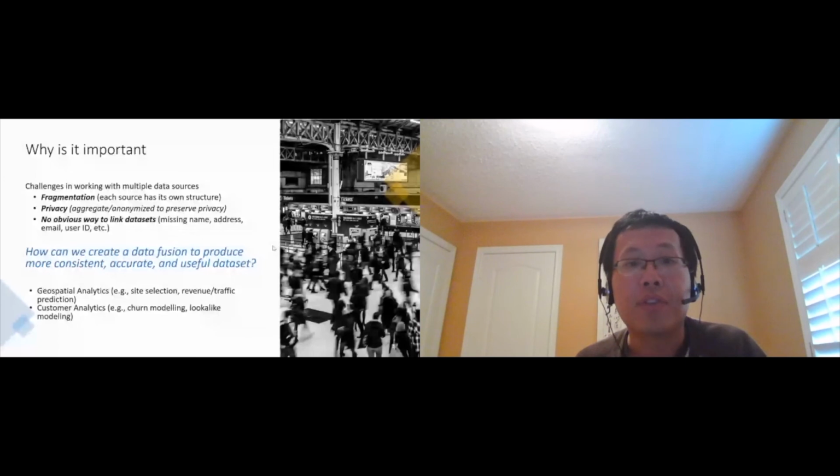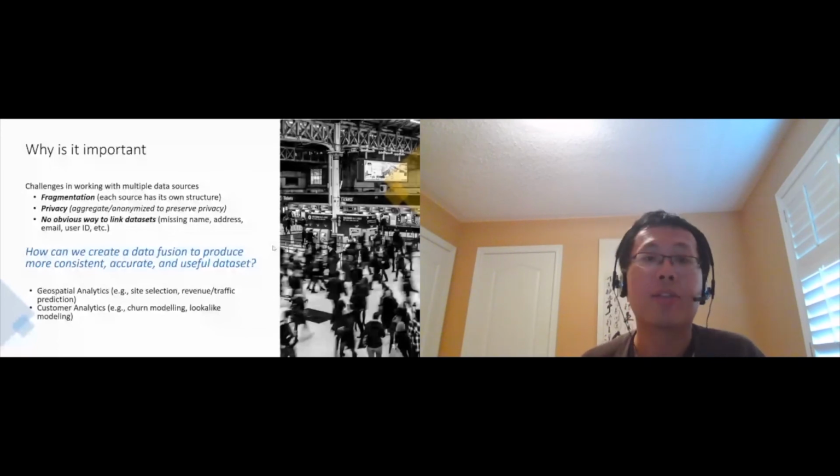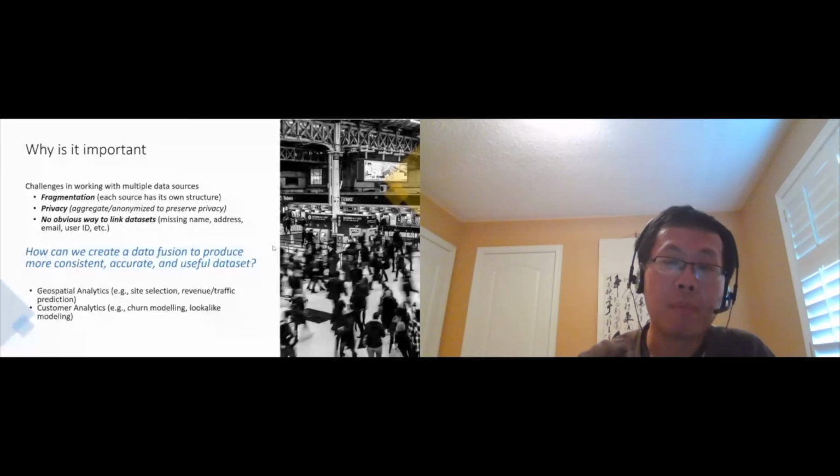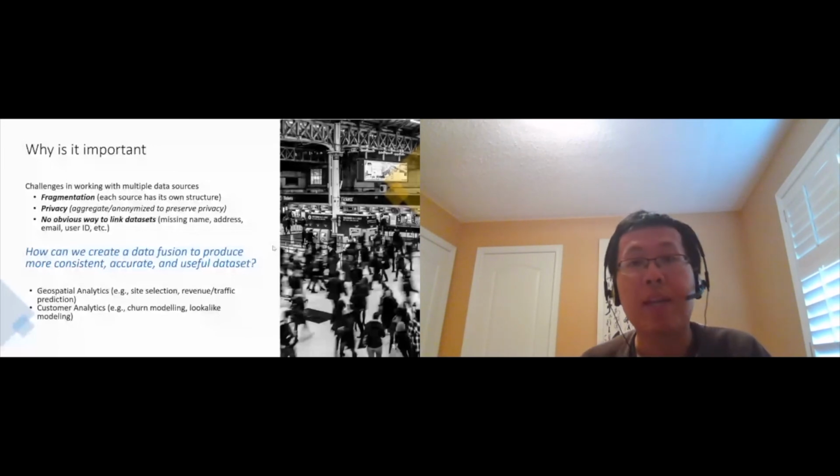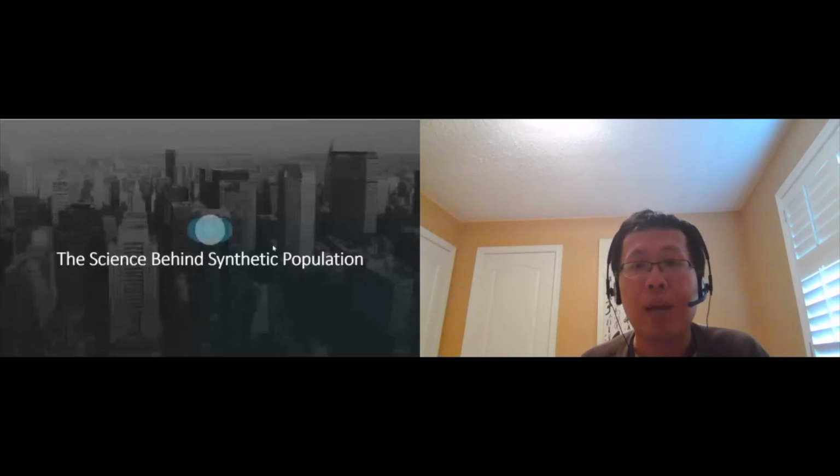And as I've discussed, most of the applications that we want to address with this data set are either geospatial, in other words, understanding the geography of a certain area. So things like site selection or traffic prediction would fall into this segment, or customer level, consumer level analytics, things like predicting behaviors, lookalike modeling, churn analysis, and so on. So we'll get into the science of what a synthetic population is, and how do we actually generate one.